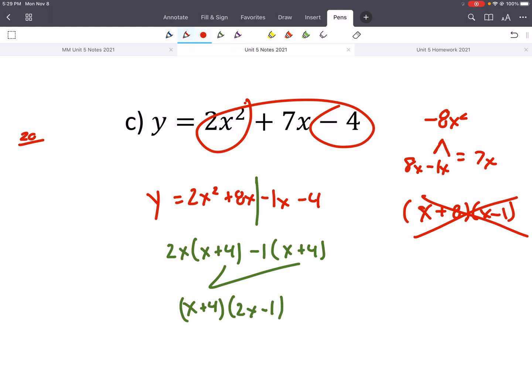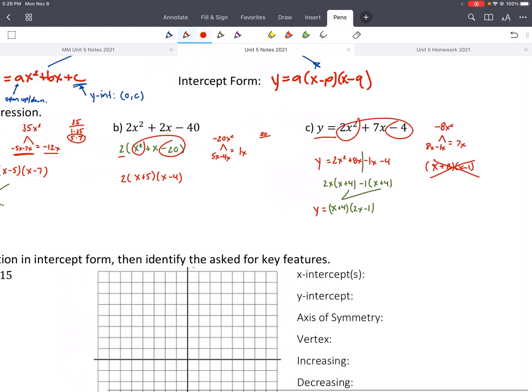So this one, it's actually an equation. So when we're done, we should have y equals those two parentheses. Okay? All right, so there's a quick review of factoring.